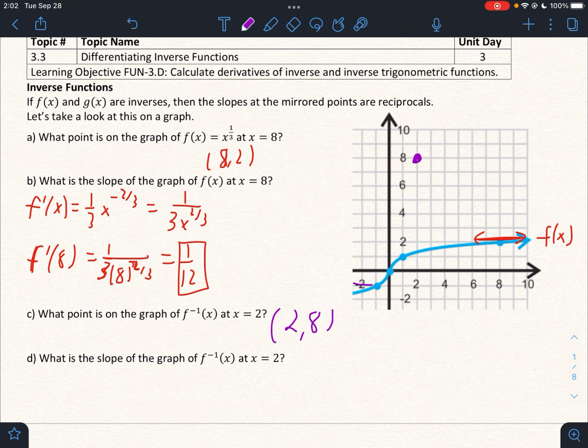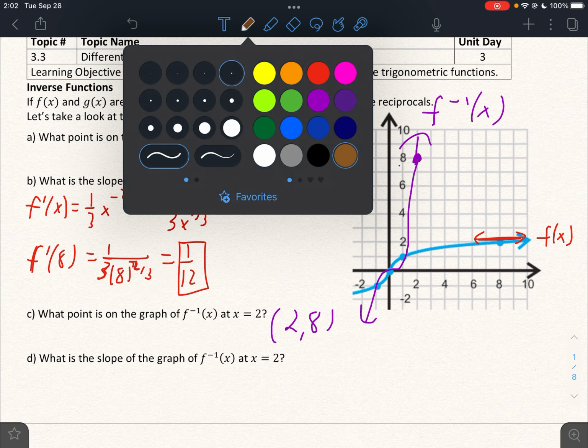Really, the graph would look something like this. That's not a very good graph. Hold on, let's try this again. There we go. There's what the graph of the inverse would look like. So we'll call that f inverse of x. And you can see the point 8, 2 is on there.